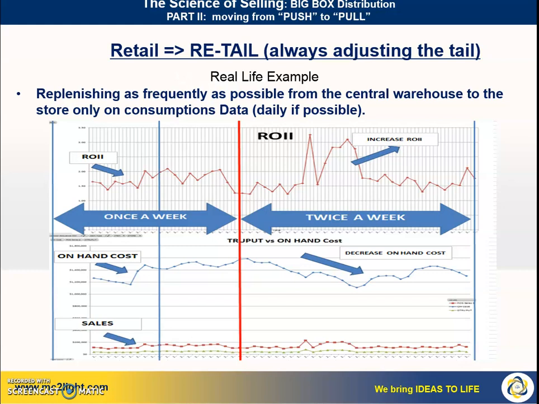For example, if we look here, when we were shipping once a week, the return on the investment was here. Now when we're shipping twice a week, the return on investment becomes bigger. And the same thing on carrying cost. When we changed from once a week to twice a week, we got the inventory down, and the sales were not affected, sometimes even increased.